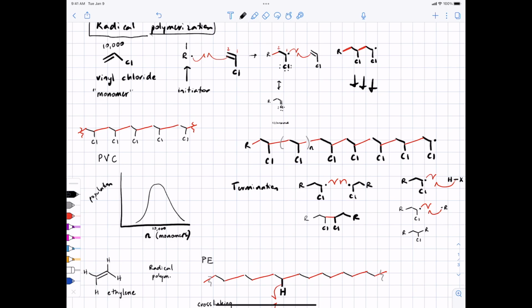Yeah? I have 2 questions. So one, how does the length of the polymer affect the properties? And then Okay.